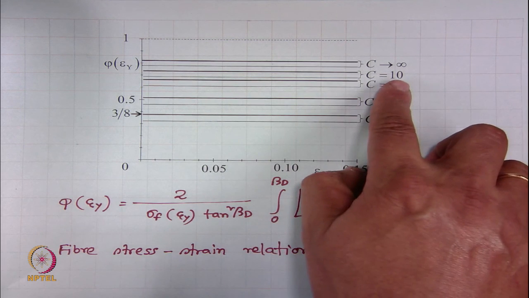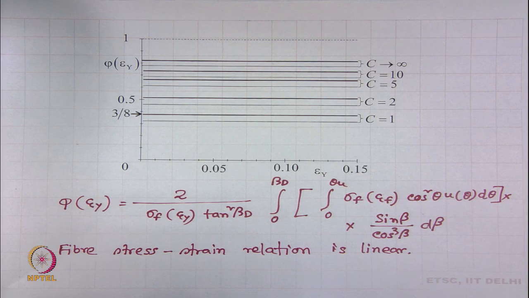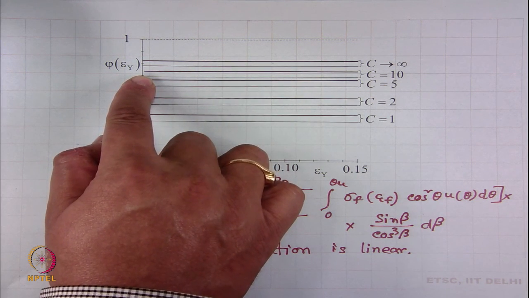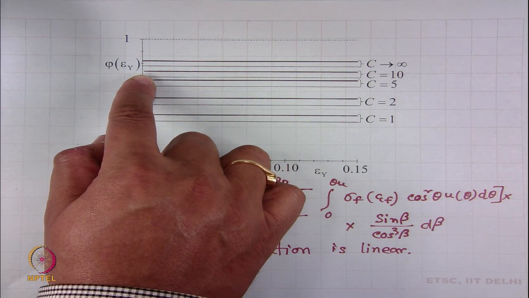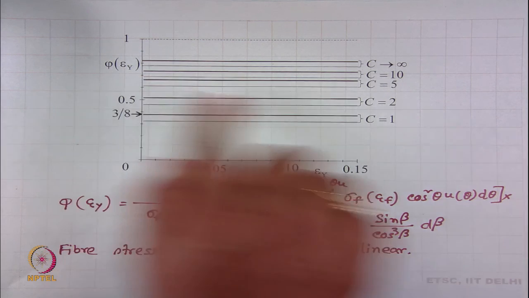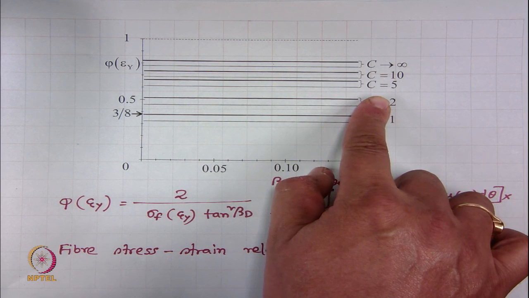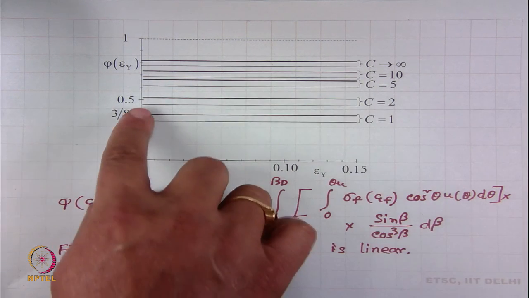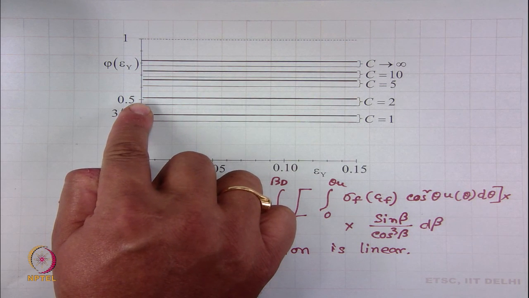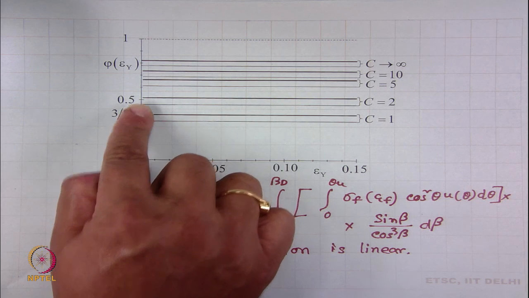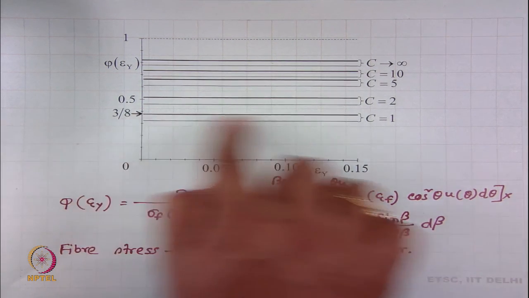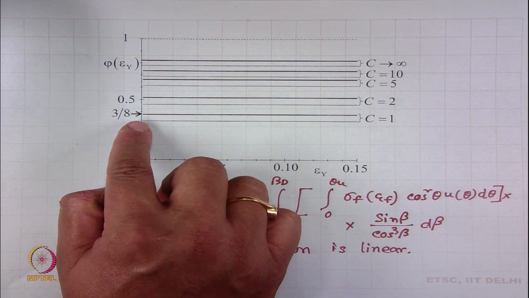So, when C is equal to 10, we again obtain it is a constant line. However, the value of constant is now little lower than it was for Gagob's model. Then for example, C is equal to 5, it is further low. C is equal to 2, it is close to 0.5, and when C is equal to 1, isotropic orientation, for different values of axial strain we obtain same value, however, this value is equal to 3 by 8.